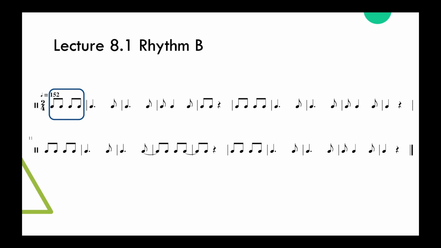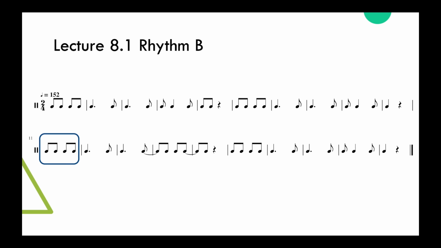So here we have 2 eighth notes and 2 eighth notes in measure 1, a dotted quarter and an eighth note in measure 2, dotted quarter and eighth note in measure 3, syncopation in measure 4, 2 eighth notes and a quarter rest in measure 5, 2 eighth notes and 2 eighth notes in measure 6. Measure 7 has a dotted quarter and an eighth. Measure 8 has a dotted quarter and an eighth. Measure 9 has a syncopation. And measure 10 has a quarter and a quarter rest.